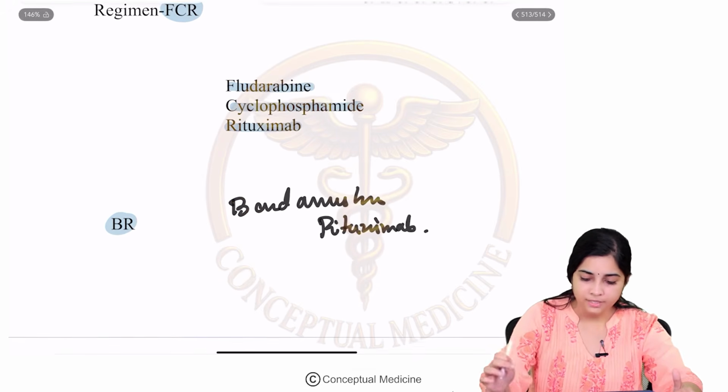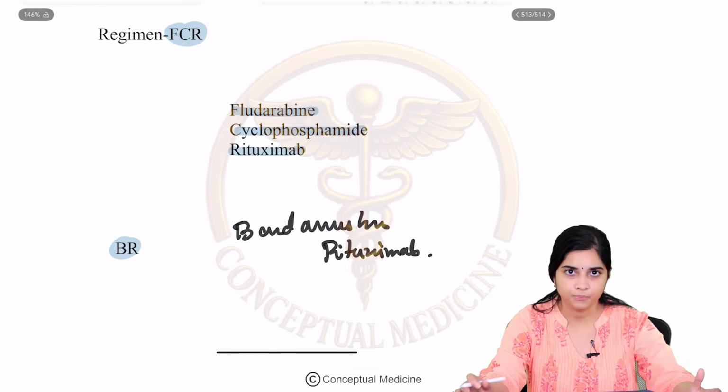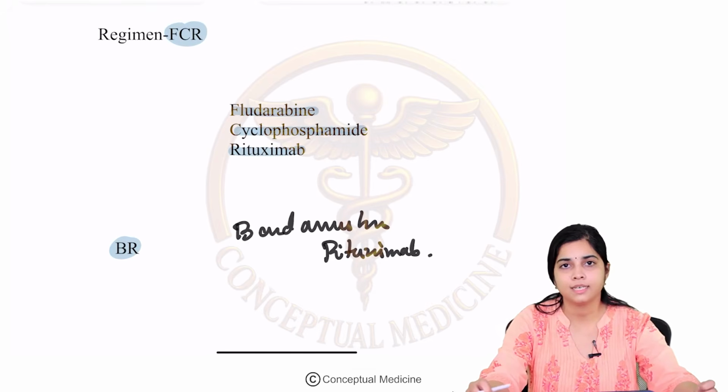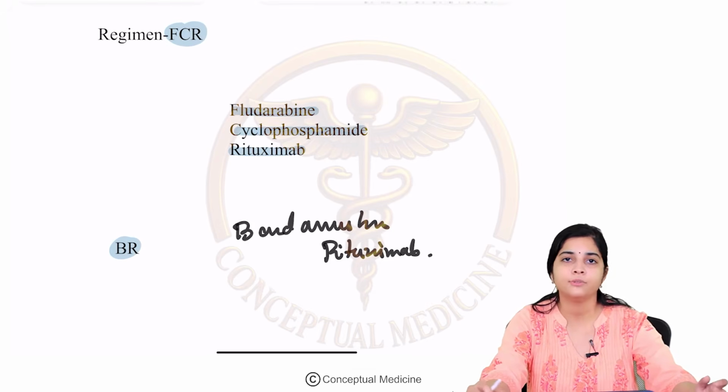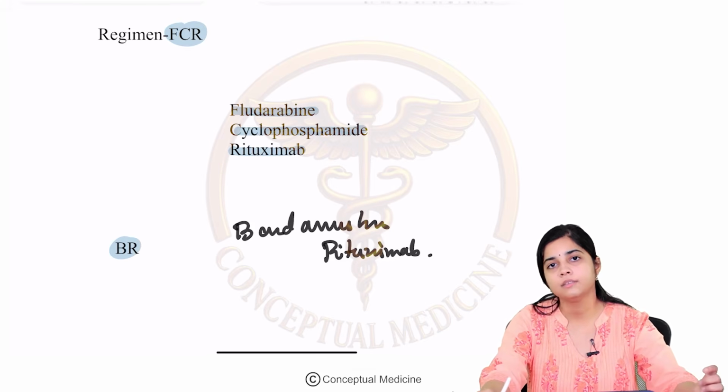Okay, fine. So this is about chronic leukemias in a gist for you. So what all have we learned? We have learned about CML. Now we have learned about CLL as well. So in the CLL, you will have to remember especially about the staging and what are the indications for treatment of CLL.